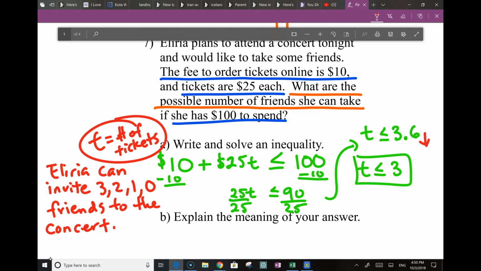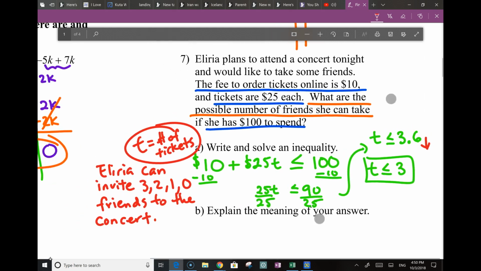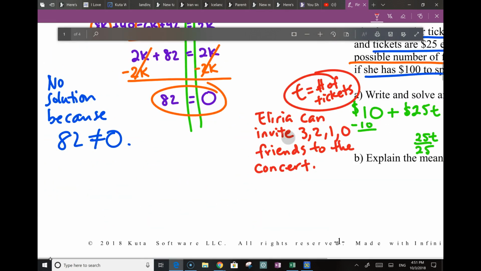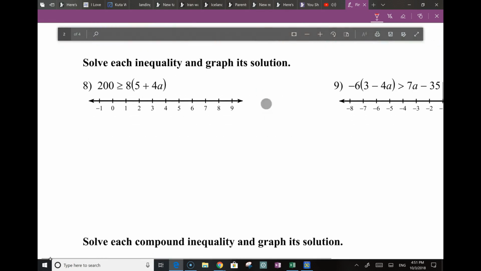But if she goes above 3 friends, then she would not be able to afford it, and she might say, 4th friend, you're welcome to come along, but you're going to have to buy your own ticket. I'm so sorry. Or, I'll pay you back if you lend me the money, and I'll buy the ticket for you. So anyway, here's the answer for question number 7. Right, let's move on. Next page, number 8.